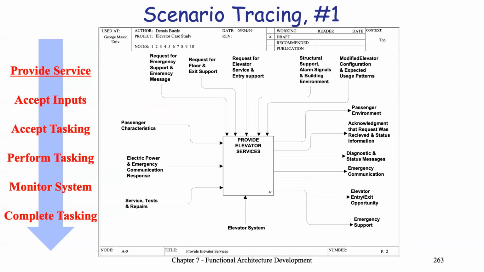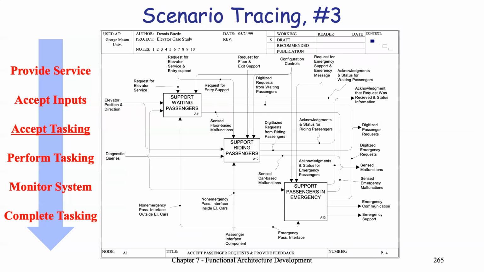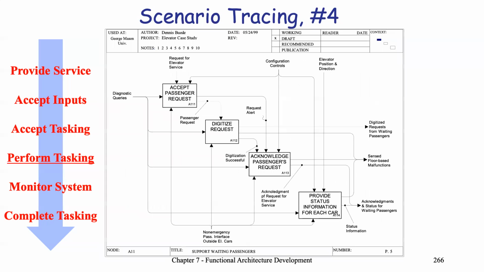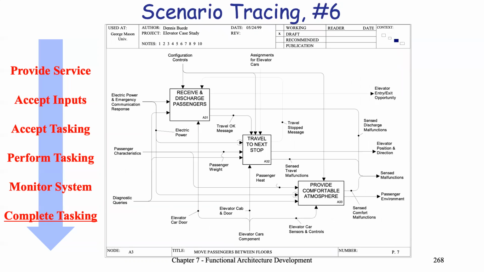So we want to be providing the service. We want to be accepting the inputs. And so that's the kind of connectivity that would be needed to ensure that. We want to accept the tasking. So the tasking is to receive and transport a passenger. You actually perform the tasking, the movement of the passenger from one floor to another. You want to have the ability to monitor the system so that you can see that things are done in the proper fashion, and finally report back that you have completed the tasking and you now are ready to do additional tasking.